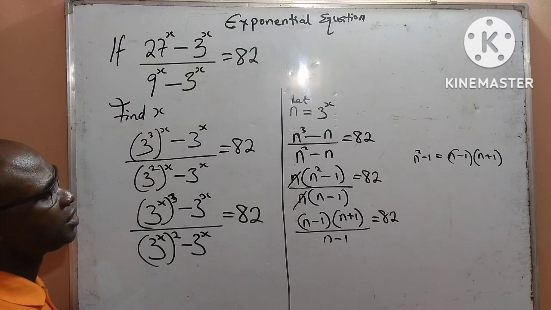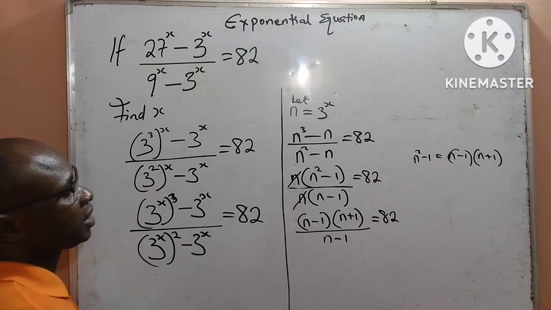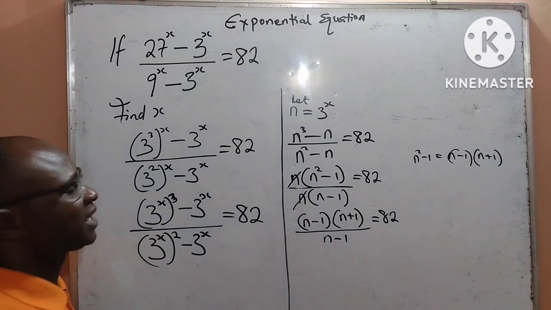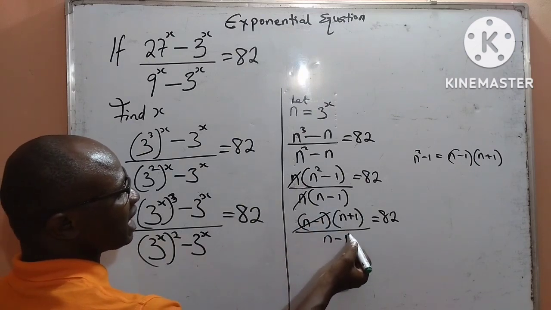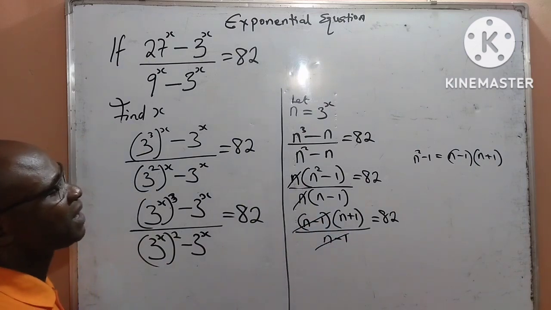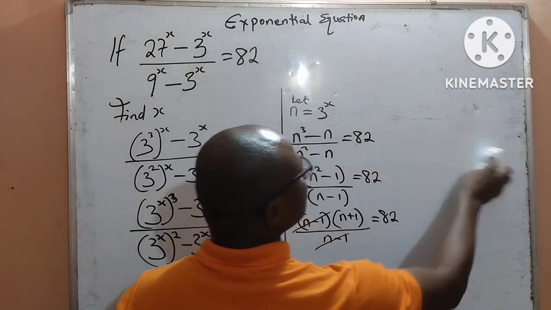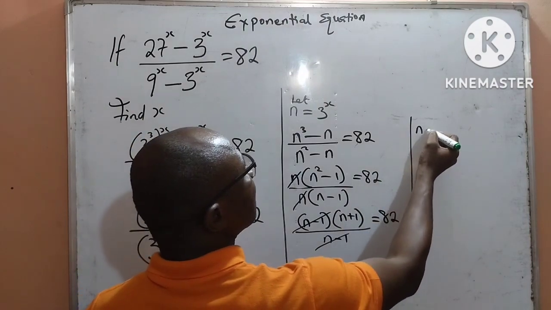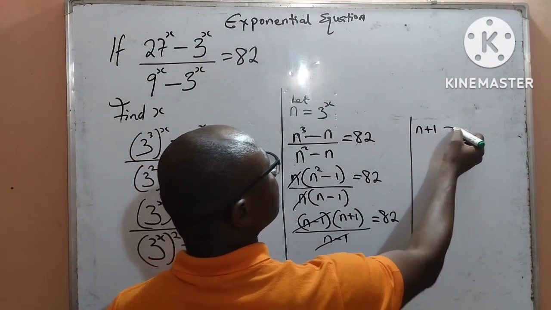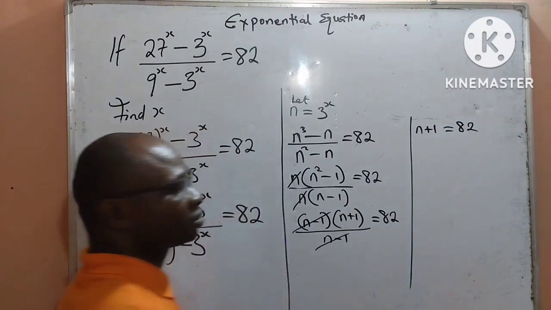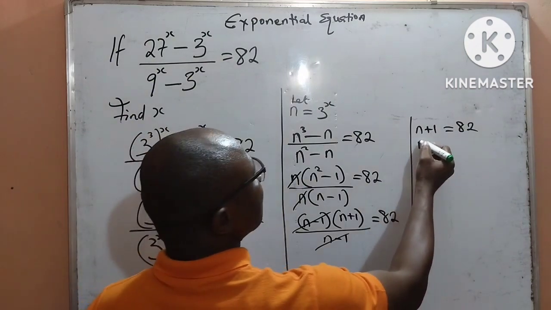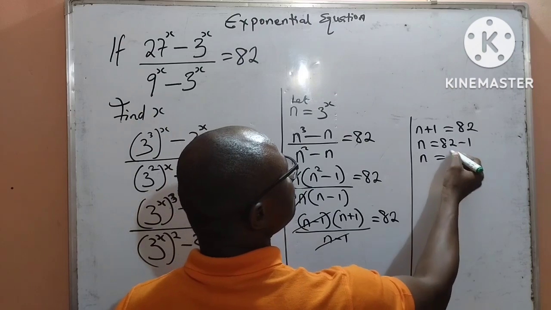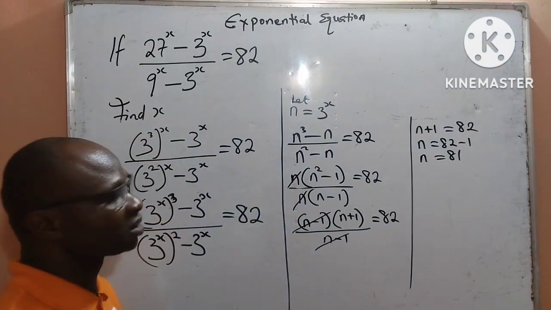Very good. You can now see at the denominator I have n − 1, and at the numerator I also have n − 1. I can cancel it out. That makes my work very easy. So I shall now have from the numerator n + 1 equal to 82. This implies that n is equal to 82 − 1, and n is equal to 81.